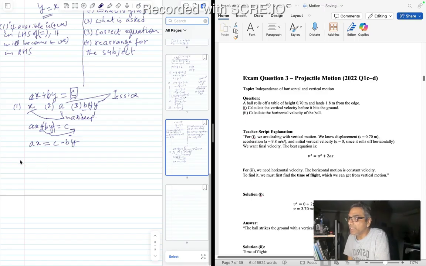All right. Now it's still not in the form of x equals. So what I need to do is, we know that if we divide a number by the same number, we will get 1, right? So to get the 1, I'm dividing both sides by a.